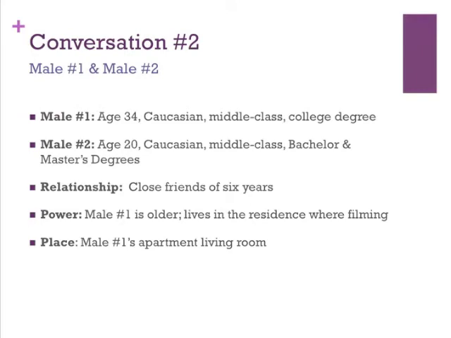Conversation number 2. Male number 1 and male number 2. Male number 1 is age 34, Caucasian, middle class, with a college degree. Male number 2 is age 20, Caucasian, middle class, with a bachelor's and master's degrees. Their relationship: they've been close friends of 6 years. The power dynamic: male number 1 is older and lives in the residence of filming. The place is male number 1's apartment living room.